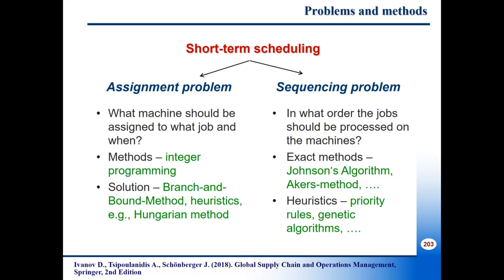For the sequencing problem, the objective is to optimally find the order in which the jobs should be processed on the machines. The solution procedures include Johnson's algorithm and Archer's method, among others. Examples of solution procedures are priority rules and genetic algorithms that find the optimal order to process a job on several available machines.